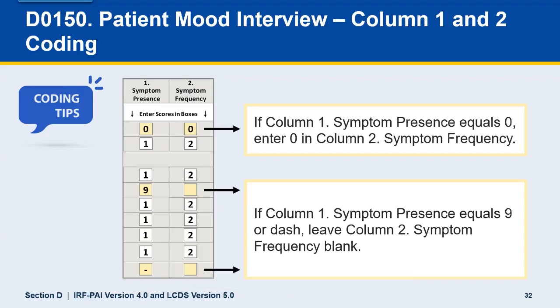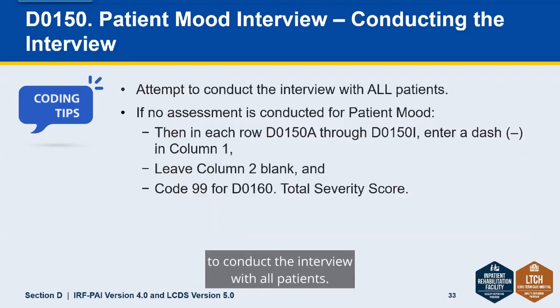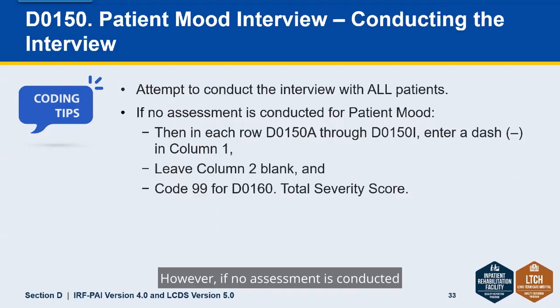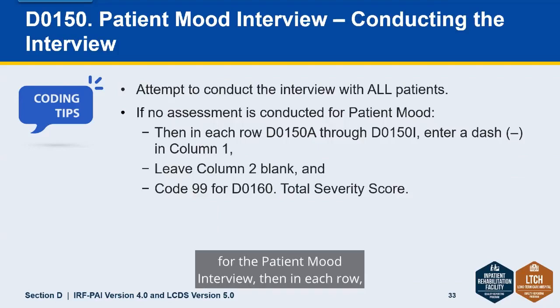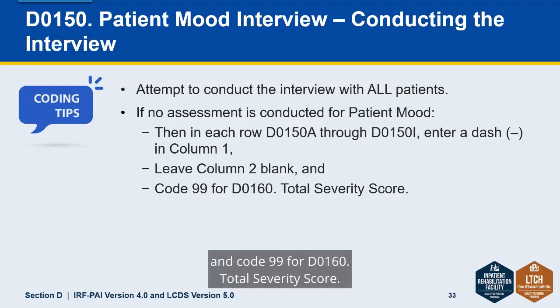Remember, you should attempt to conduct the interview with all patients. However, if no assessment is conducted for the patient mood interview, then in each row, D0150A through D0150I, enter a dash in column 1. You would then leave column 2 blank and code 99 for D0160 total severity score.